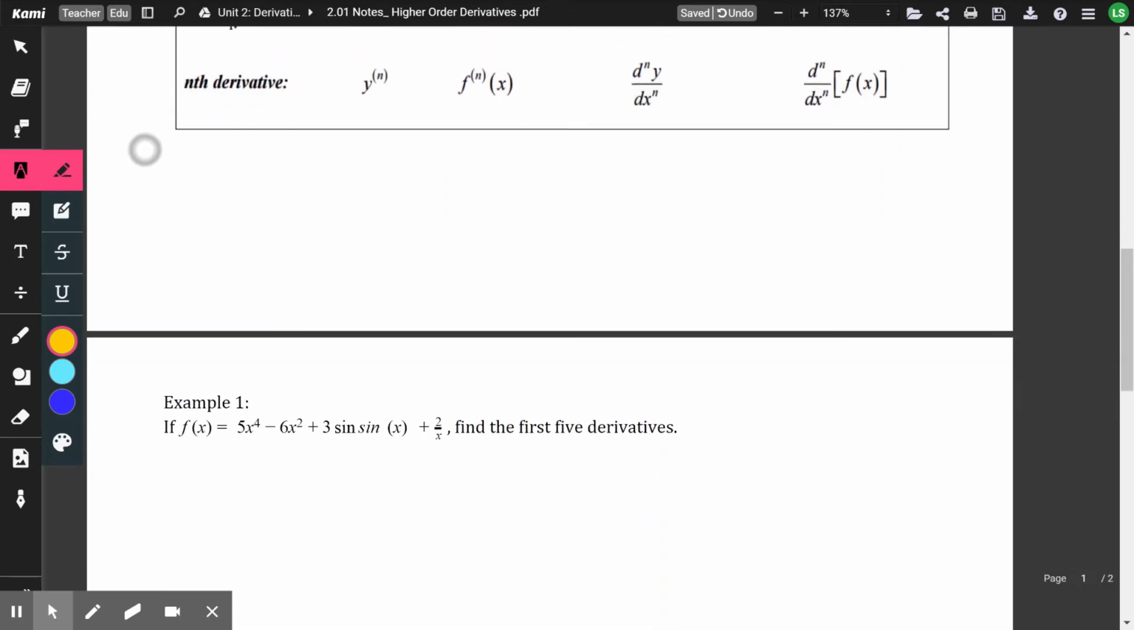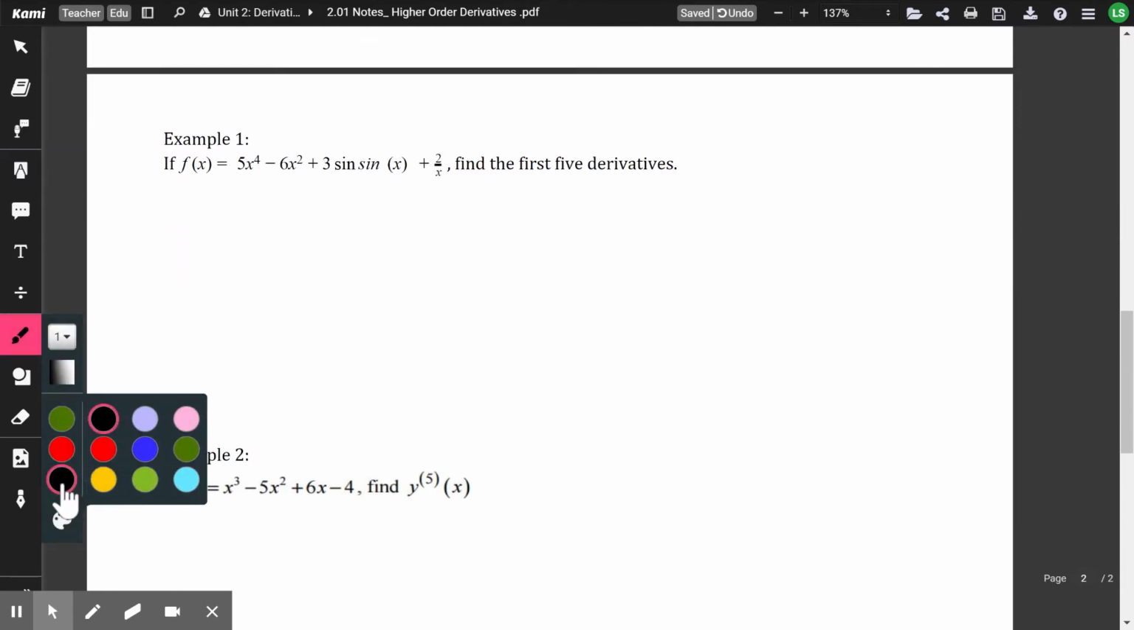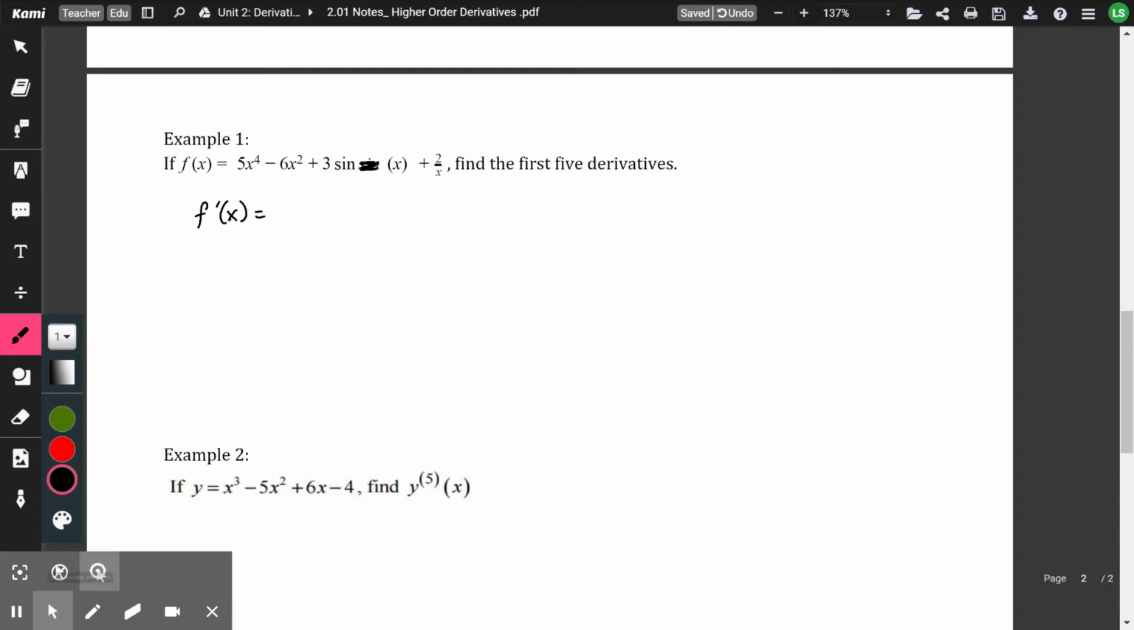So let's take a look at a few examples of using this notation and taking the derivative multiple times. Here we have f of x is equal to our function. Sine is unfortunately in there twice, and that's not supposed to be. We want to find the first 5 derivatives. So we already have our function, so we're going to find our first derivative, f prime of x, and we're going to apply all the different power rules and the trig rules as needed. There is our first derivative.